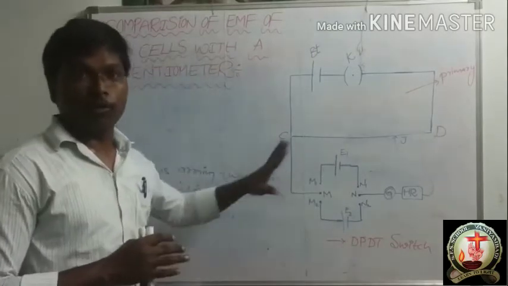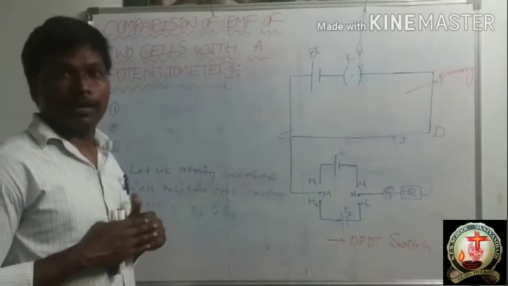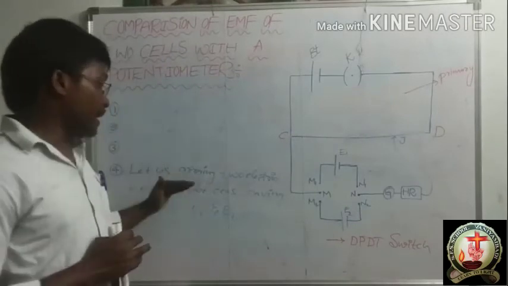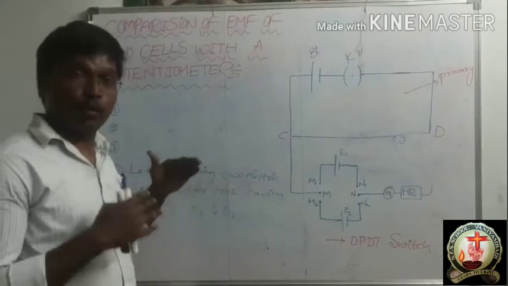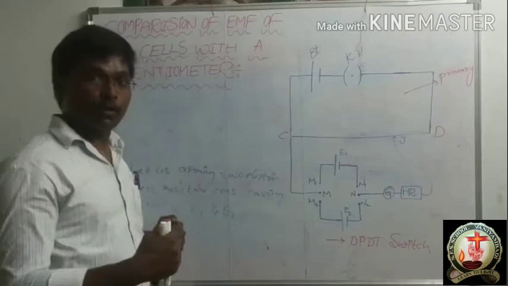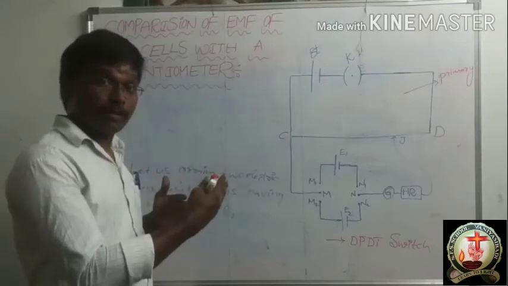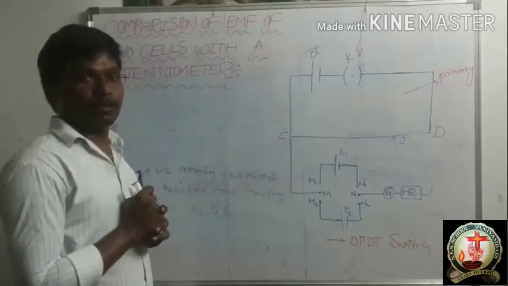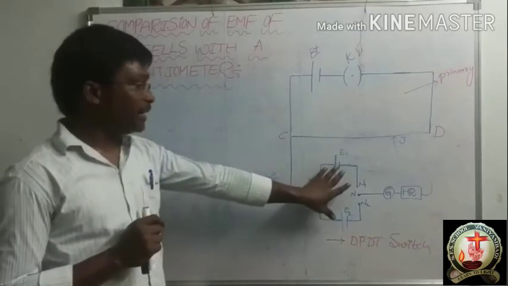This is the fourth point. I hope you are understanding point by point. Let us consider two electric cells having EMFs E1 and E2. These two are connected with a DP-DT switch.